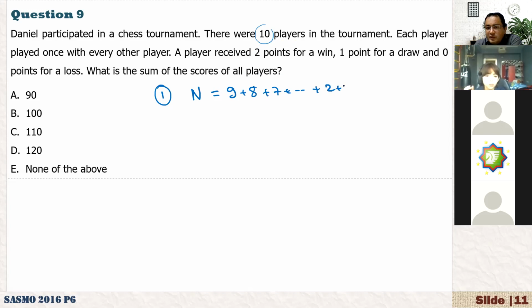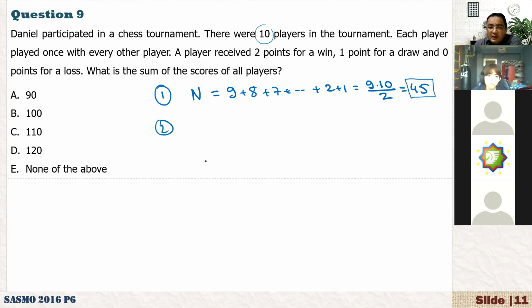Here we have 2 plus 1. What is it equal to? That's 45. First, the sum of the first 9 natural numbers. That is 9 times 10 over 2. That's equal to 45. So that means that 45 games are played here.